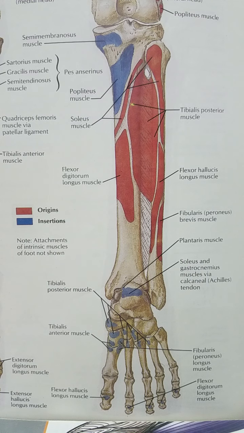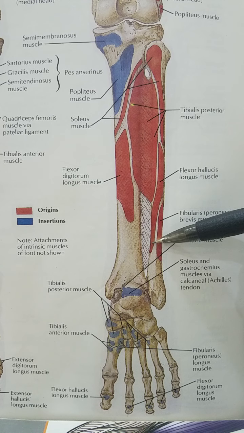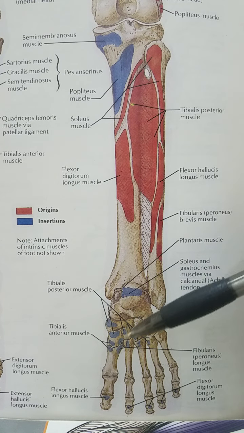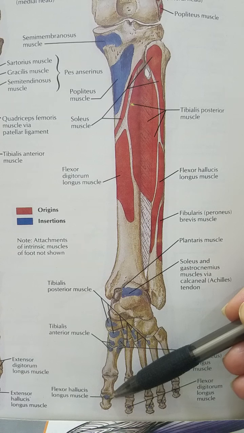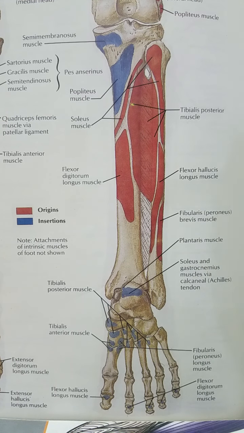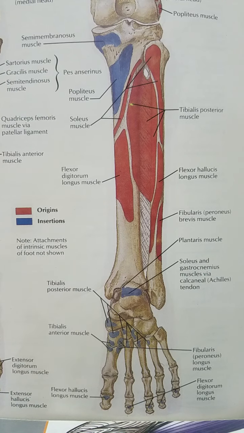Okay, so next up we have the Flexor Hallucis Longus. Now, whenever the term hallucis comes up, it refers to the big toe, right? So Flexor Hallucis Longus would mean that this muscle is responsible for the flexion of the big toe. The origin of Flexor Hallucis Longus, as you can see here, is from the posterior surface of the fibula, the lower 2/3 of the posterior surface of the fibula here. And then it gets inserted into the base of the distal phalanx of the big toe, right? So this is the Flexor Hallucis Longus.